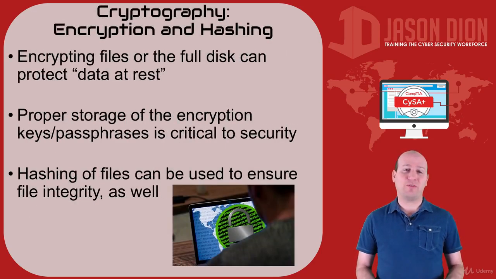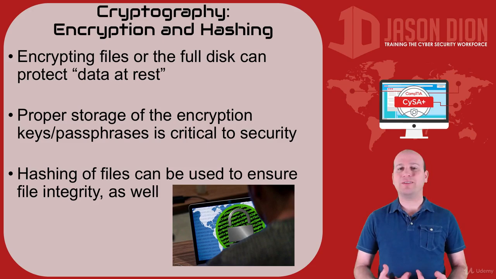Things like cryptography. Cryptography has to do with encryption and hashing. And when you're encrypting your files or the full disk, this is what's called data at rest. You want to make sure that if somebody steals that hard drive or steals those files, they can't read them. And that's where cryptography comes into play. Proper storage of the encryption keys and passphrases, though, is critical to your security.